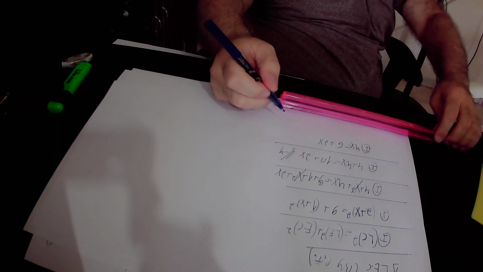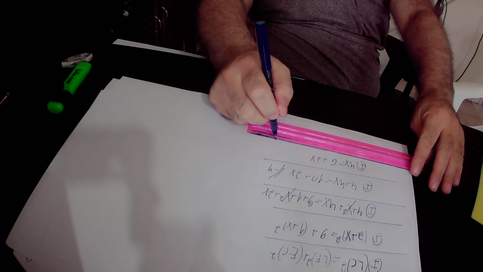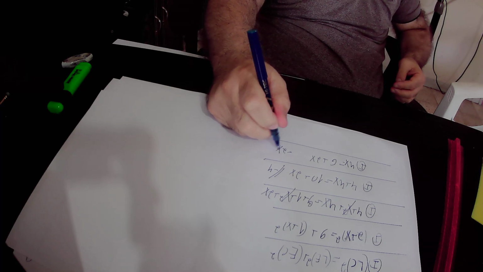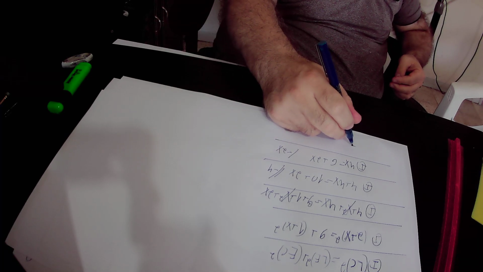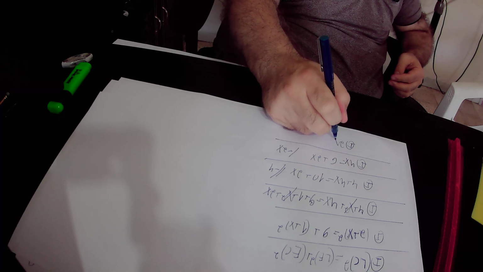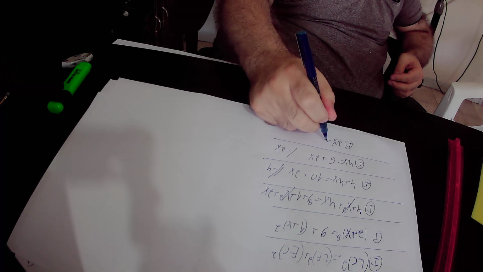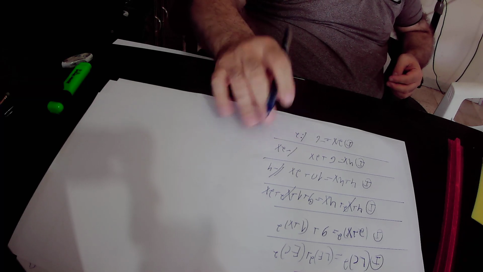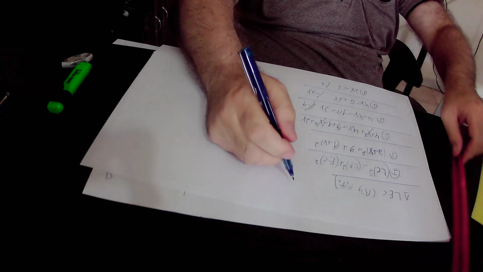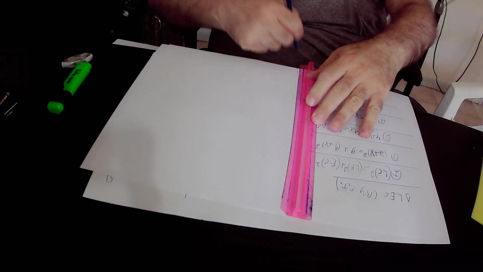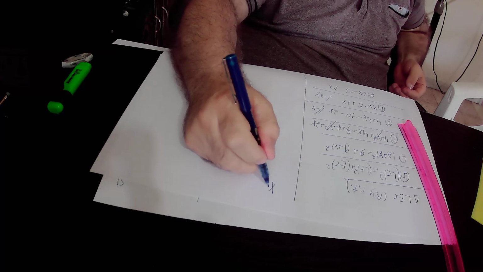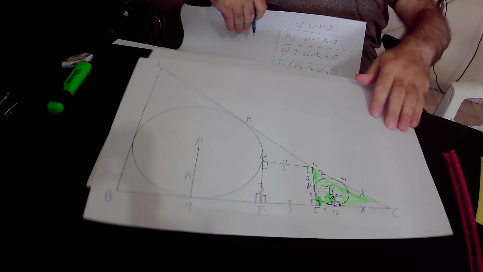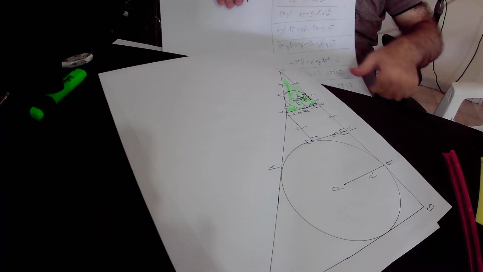Here we subtract 2x from equation number 1, and we get that according to equation number 1, 4x minus 2x is 2x, which is equal to 6. Here we divide equation number 1 by 2, and we find that x equals 3 units. So here we can write on the drawing that x equals 3 units.